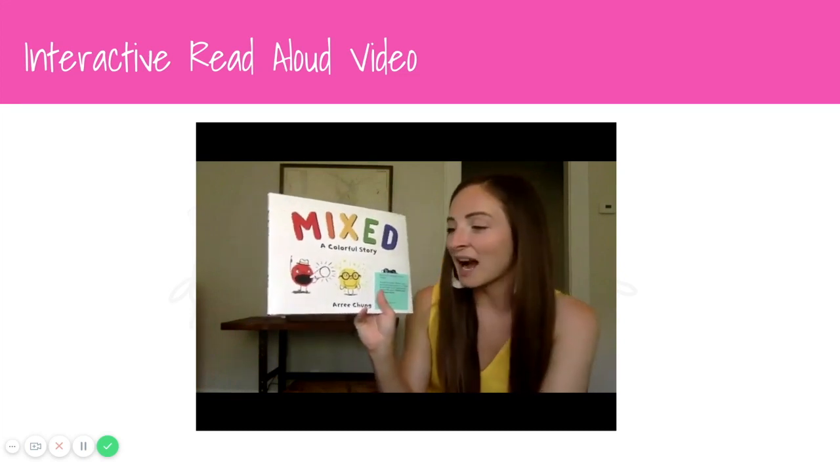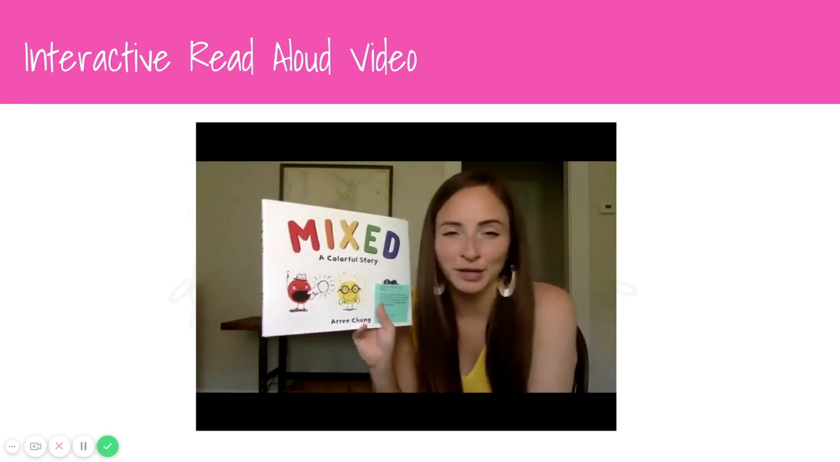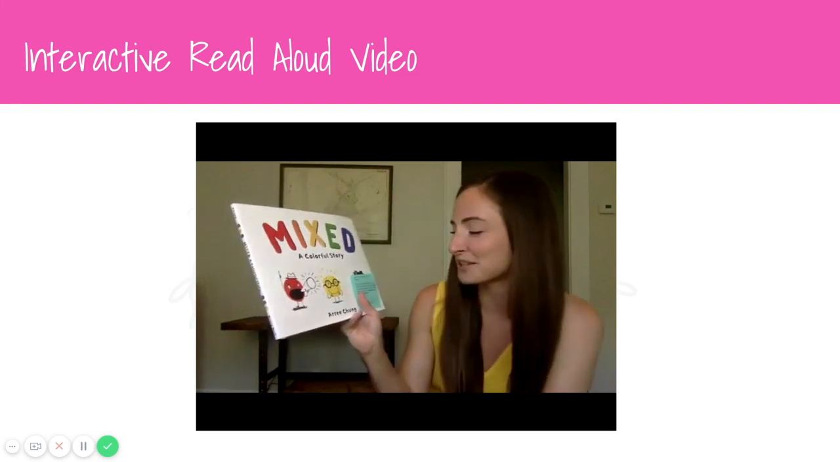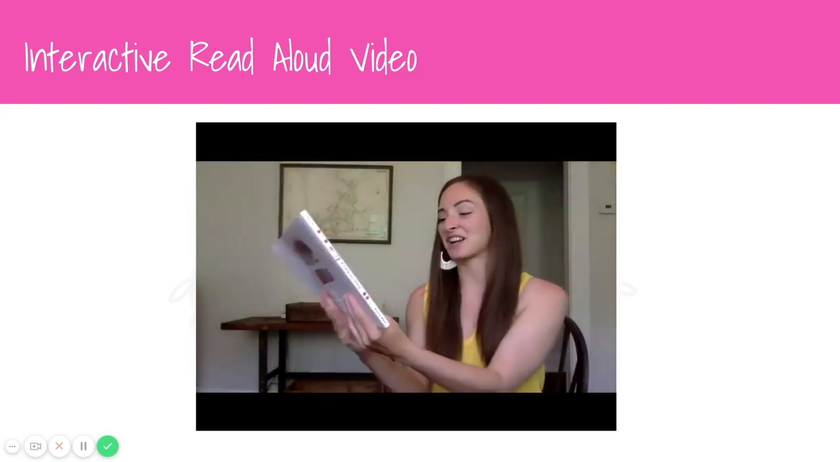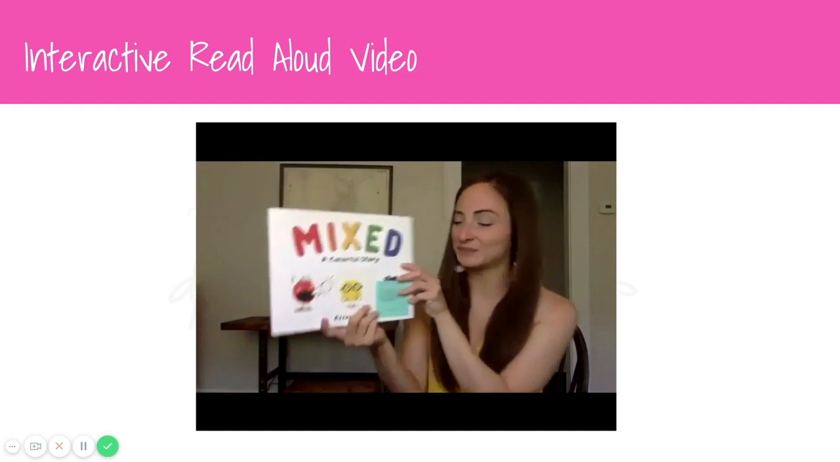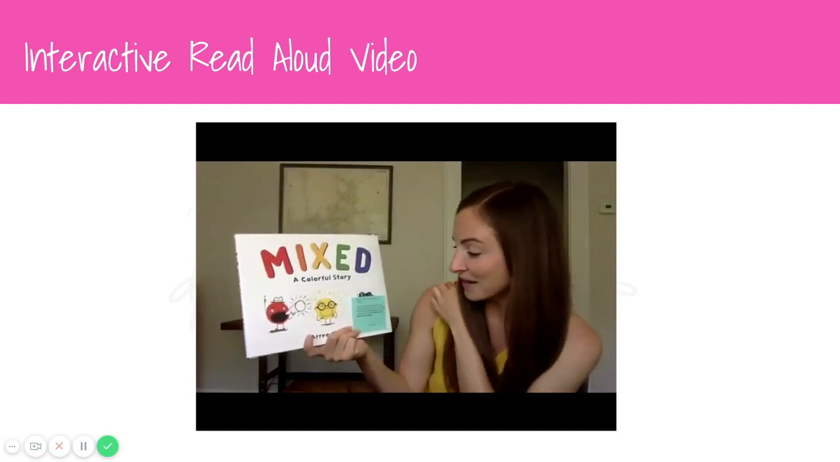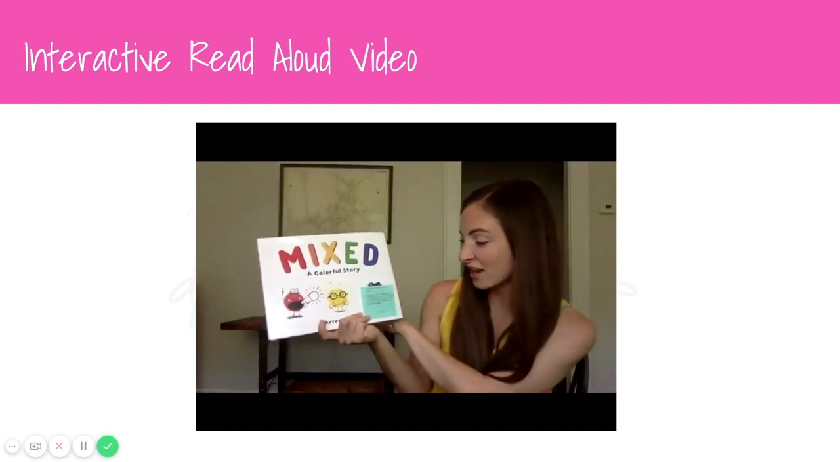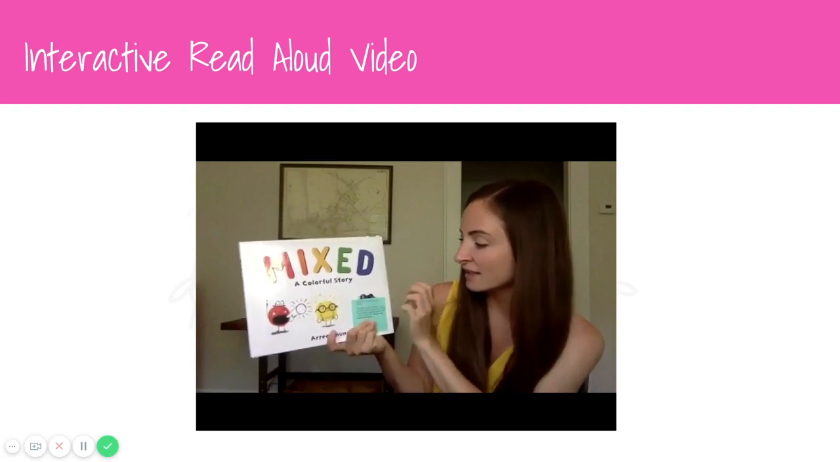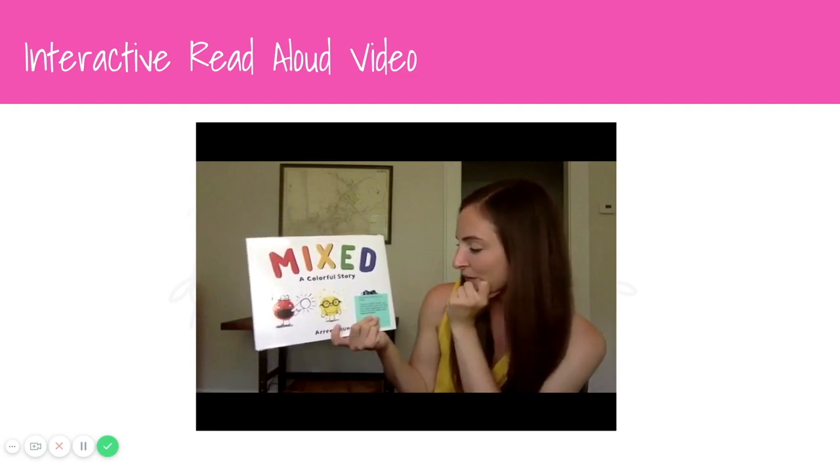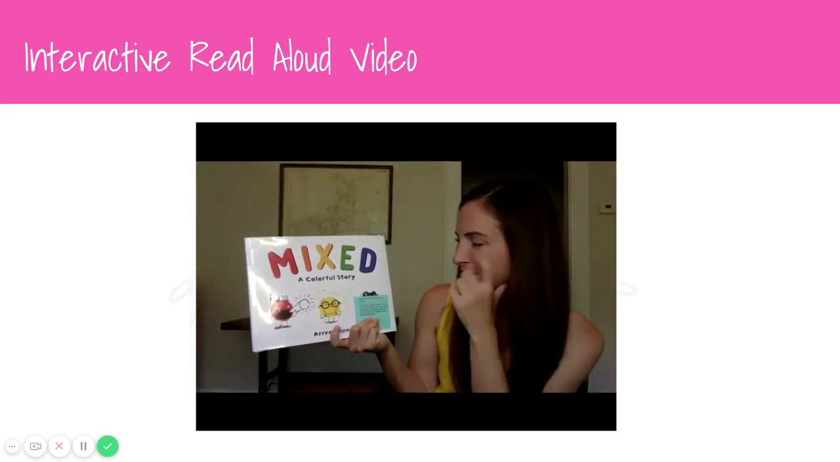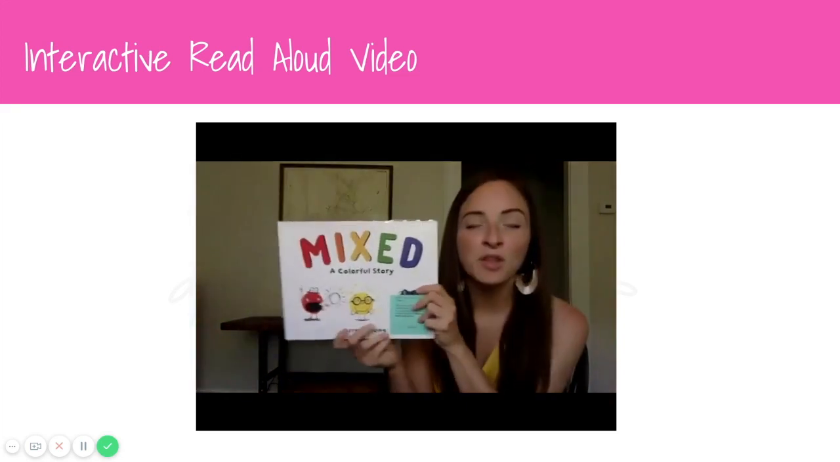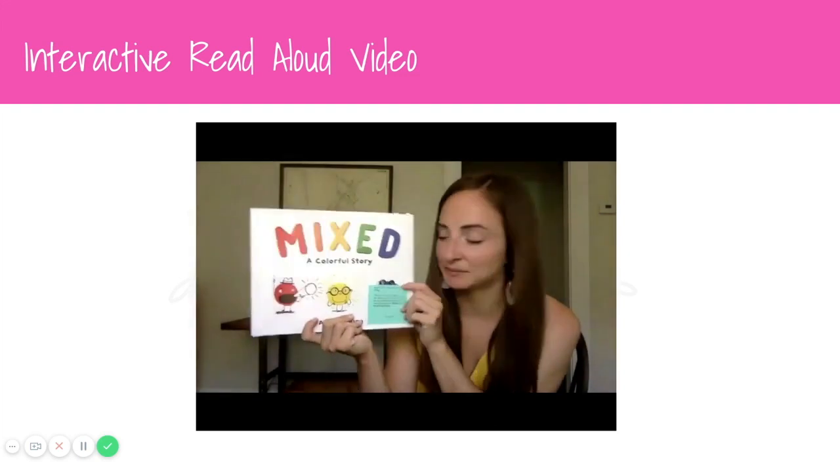So I'm going to read this as if you're my student, so kind of pretend along with me. So Mixed, a colorful story by Ari Chung. This story is called Mixed, and I see three colors on the cover. I see red, yellow, and blue. What do you think might happen to those colors in this story? It's called Mixed. Raise your hand and share.